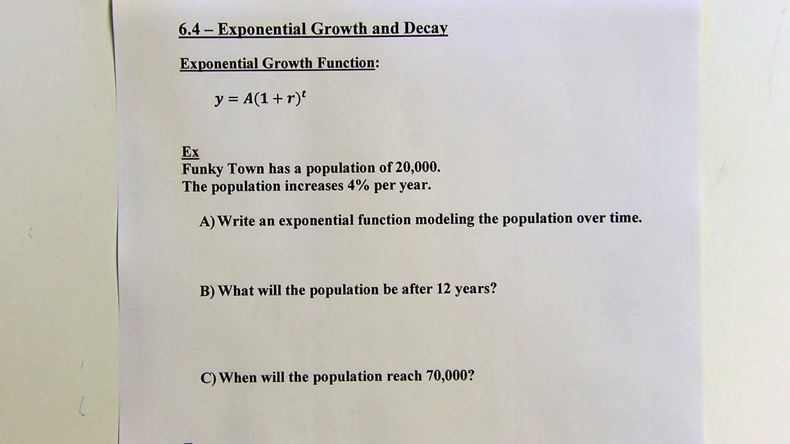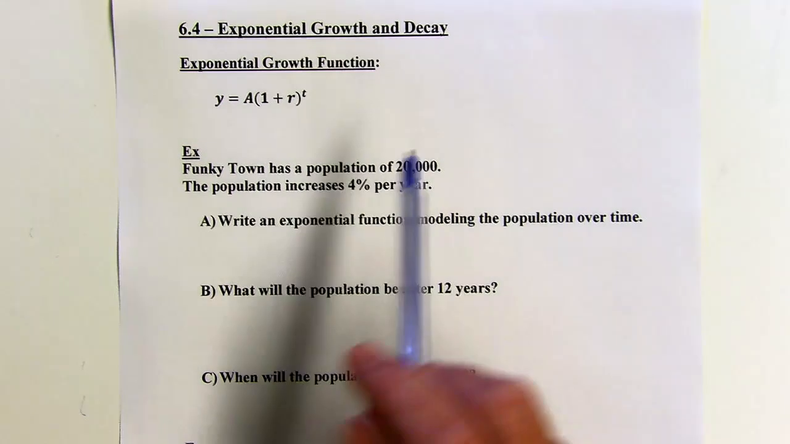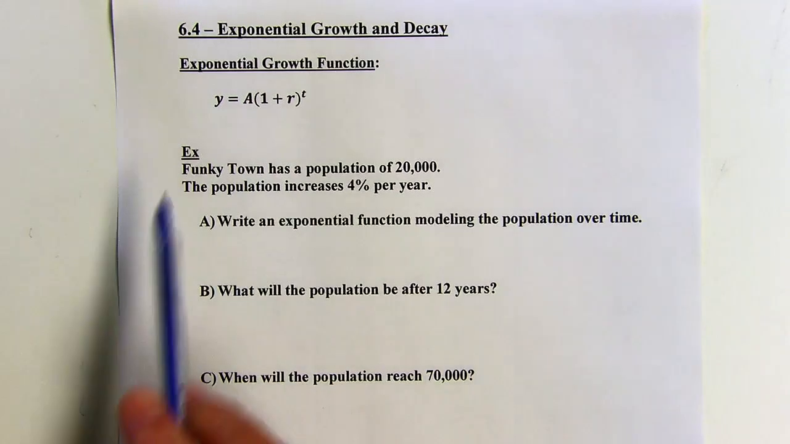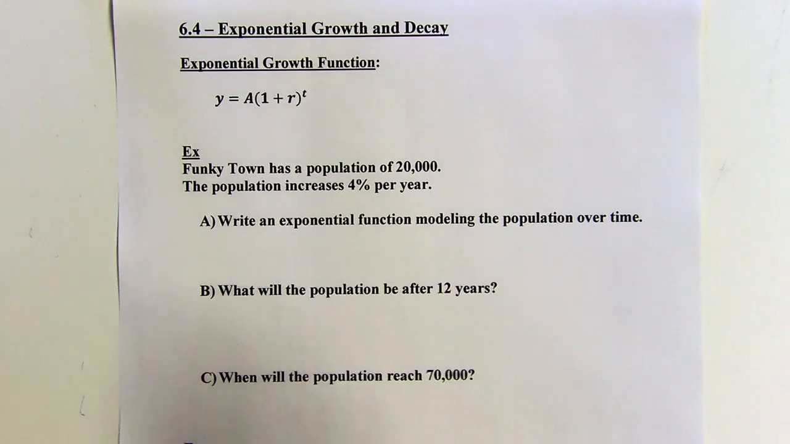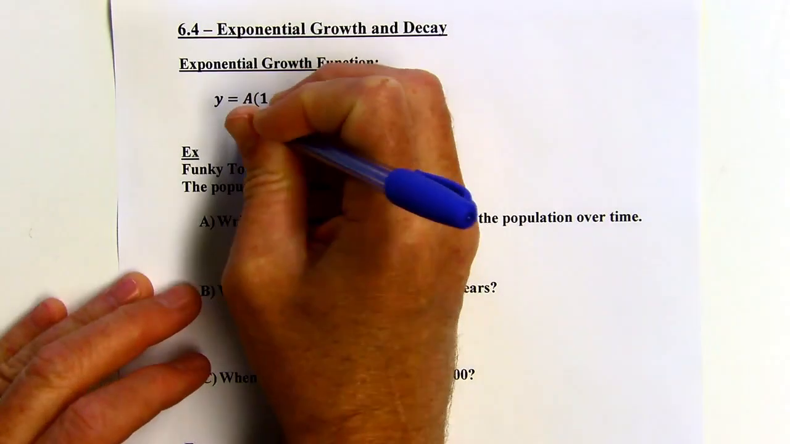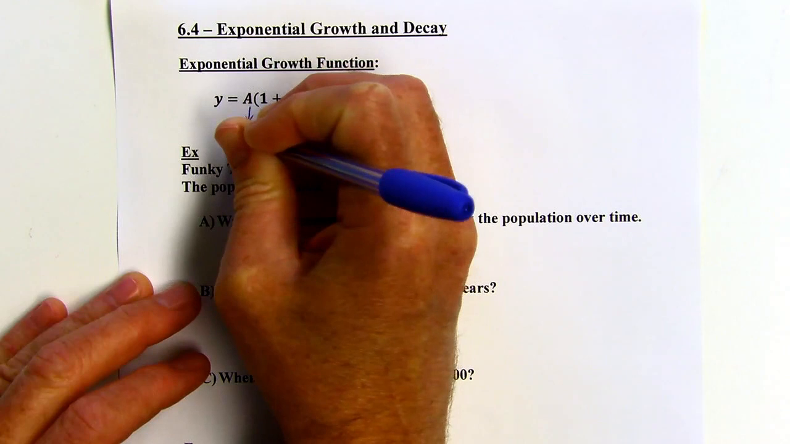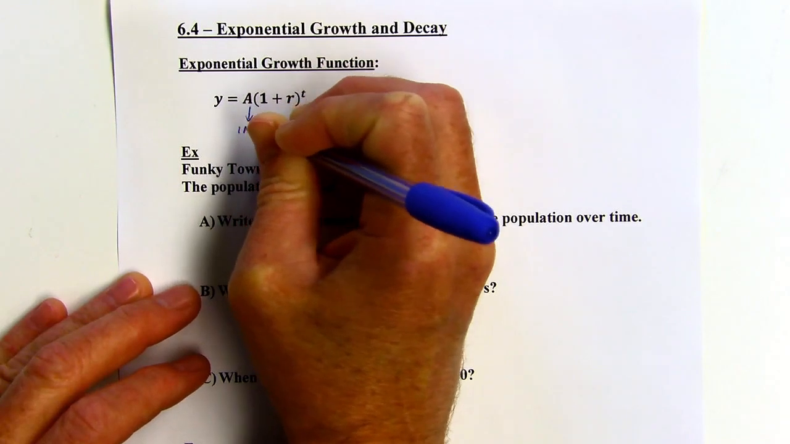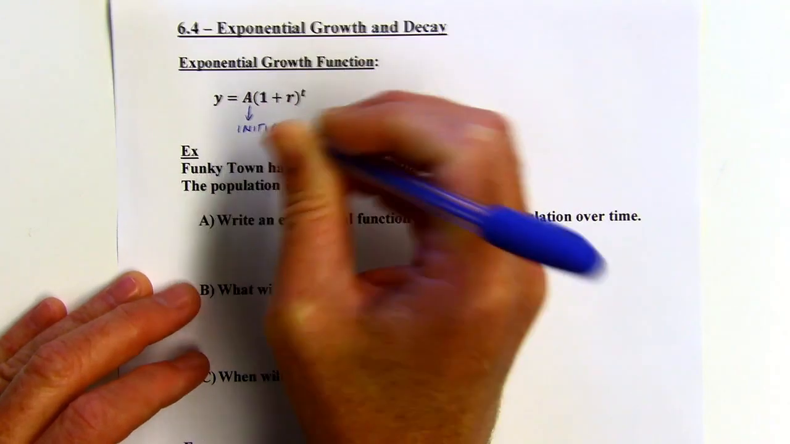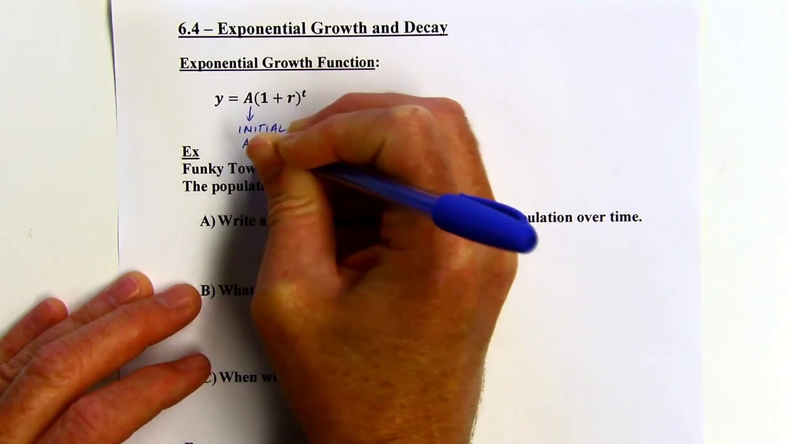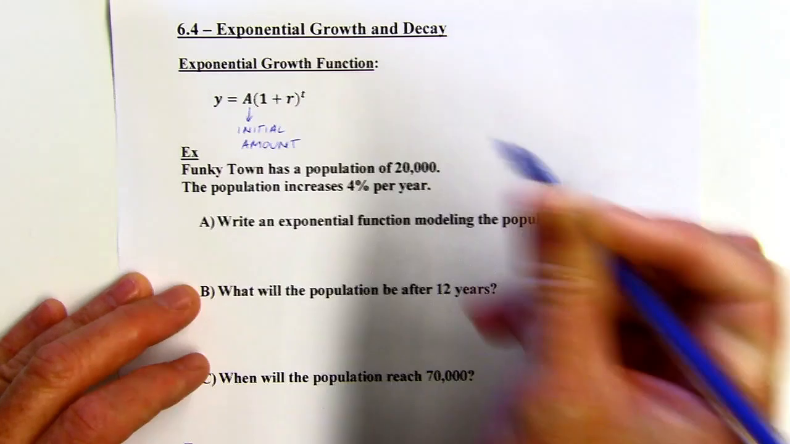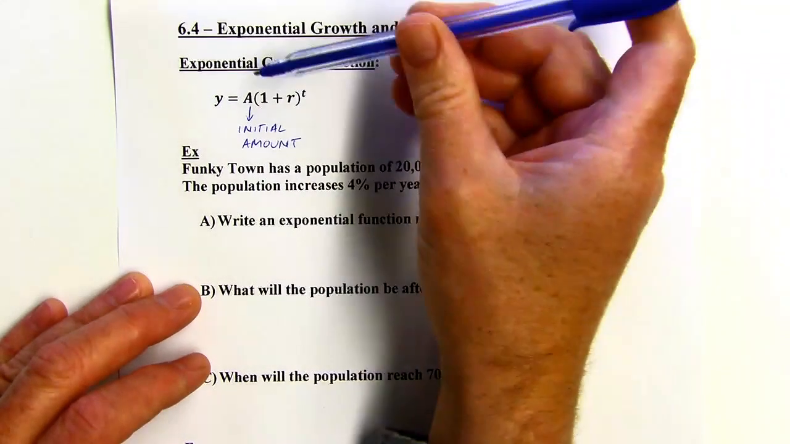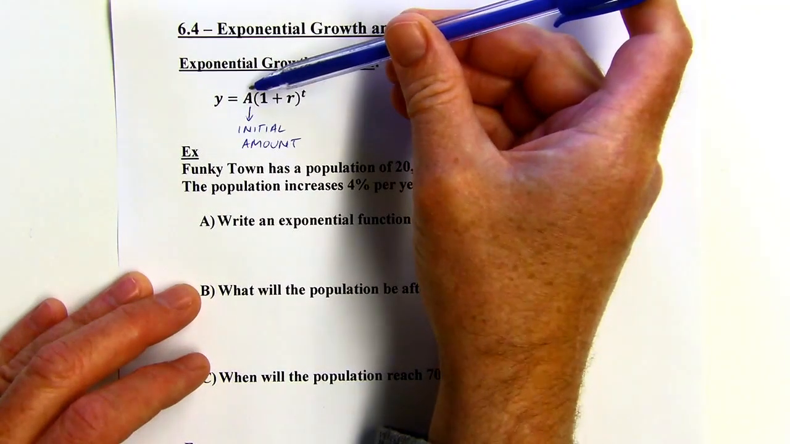6.4 exponential growth and decay. All right, so here is our exponential growth formula. The A is going to be the initial amount. So, you know, if we're putting money into a bank, say you put $100 into the bank, that is going to be the money that you put in.